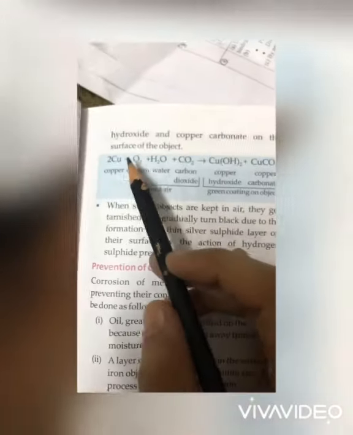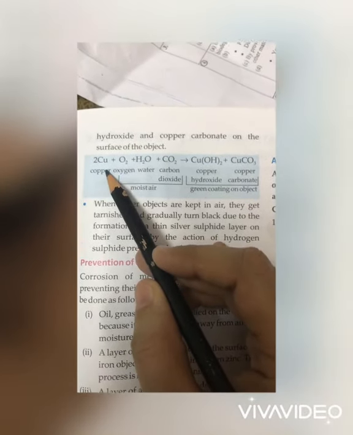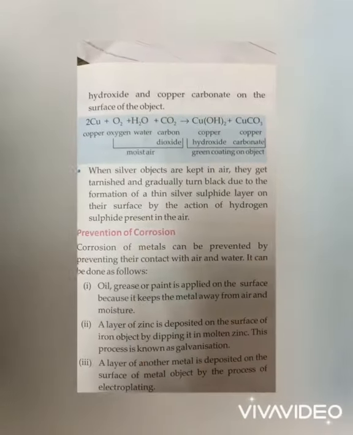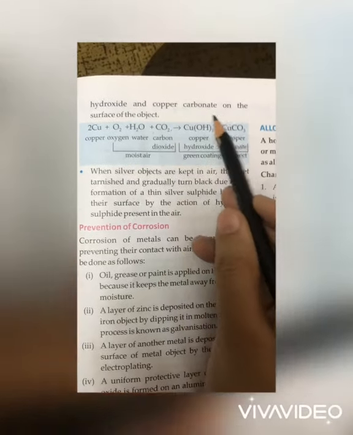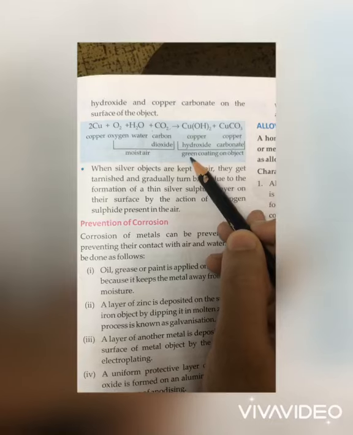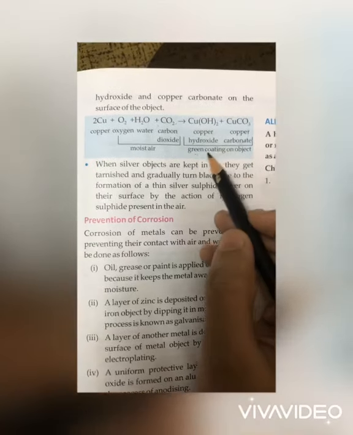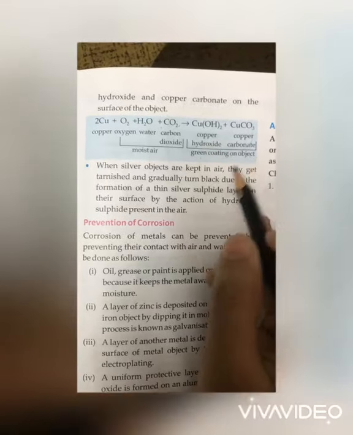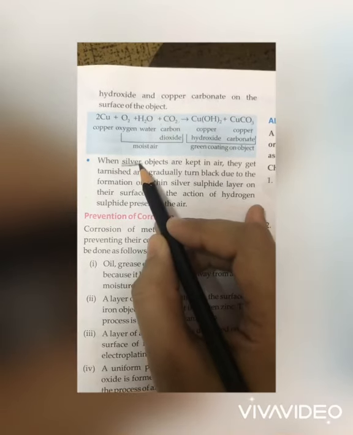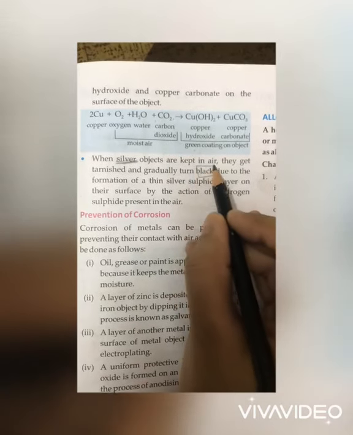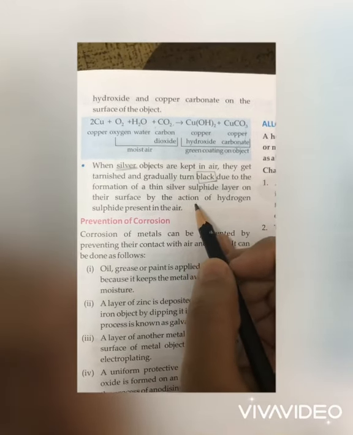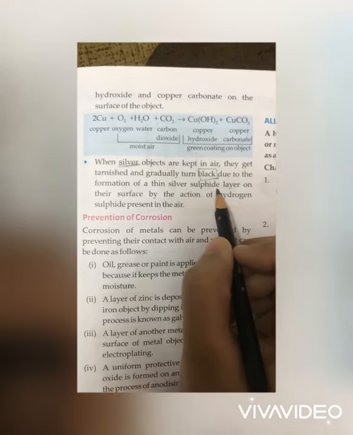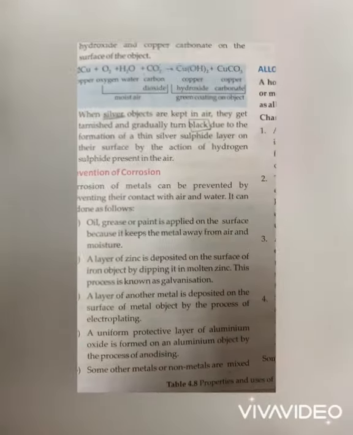You will write this reaction: copper plus oxygen, along with water and carbon dioxide, leads to the formation of basic copper carbonate. So they have a green coating on the object. Similarly, silver articles get corroded, but which coating do they have on their surfaces? A black coating, and this coating is of silver sulfide.